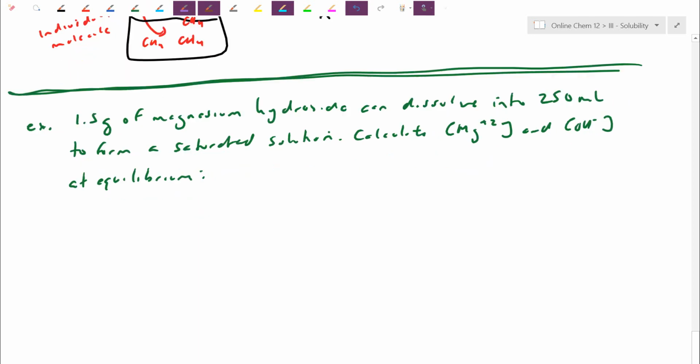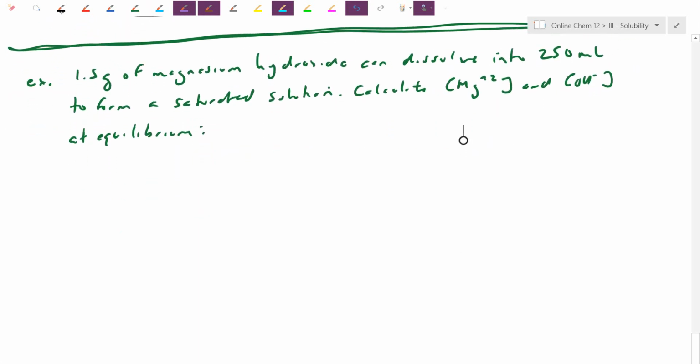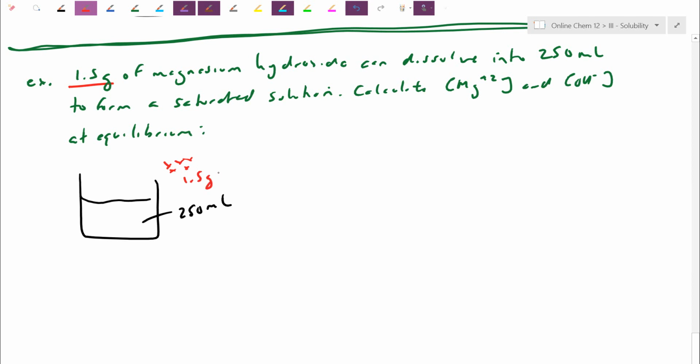Okay. So let me just start off with a quick picture of what we're doing here. We start off with a container. We have about a cup, so 250 milliliters, you can assume that that's water. We find that we can drop in 1.5 grams. So the solid that we're dropping in, 1.5 grams, is magnesium hydroxide, MgOH2.